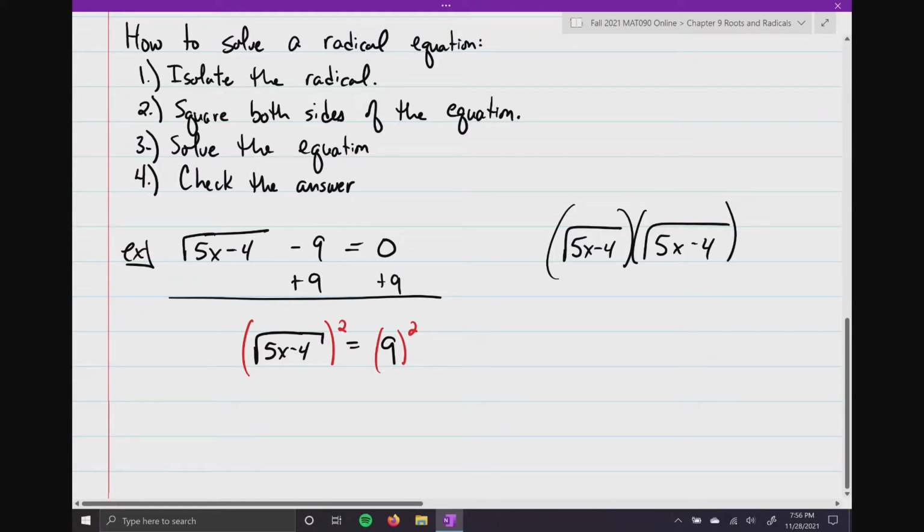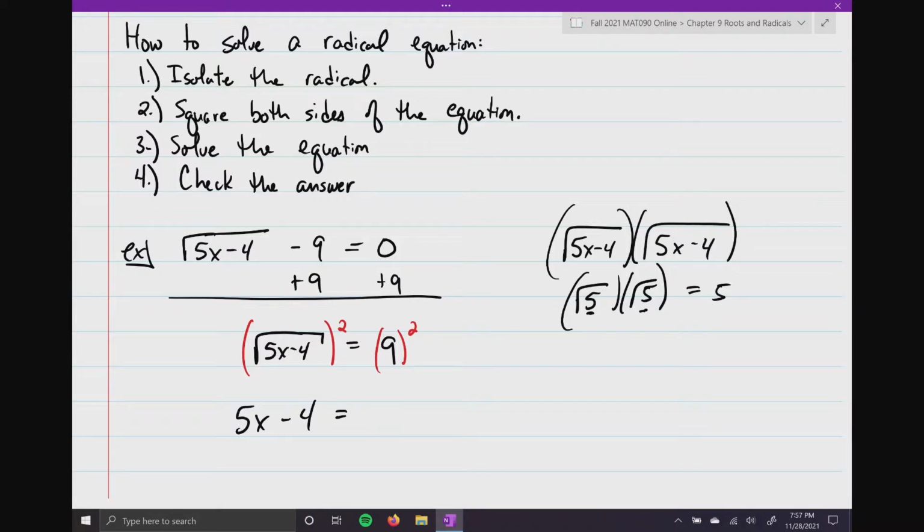In other words, just to make this look easier, it's like saying the square root of 5 times the square root of 5. We know that is really the square root of 25, which turns out to just be 5. In other words, it's the radicand. So on the left-hand side, you're left over with 5x minus 4. The right-hand side is actually the harder or the more difficult because you got to know what 9 to the second power is, and that's going to be 81.